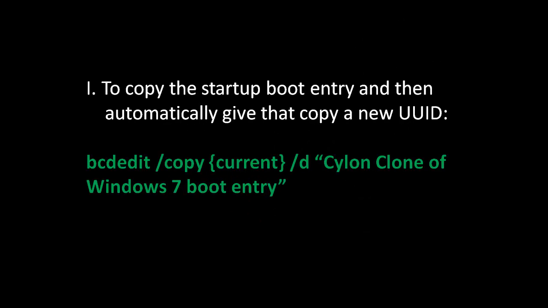In the next example, to copy the startup boot entry and then automatically give that copy a new UUID, I'd use the command BCDEDIT /copy, a UUID identifier such as {current} /d, and then in double quotes whatever I wanted to name the copy. So in my instance, it would be something like "Cylon clone of Windows 7 boot entry".